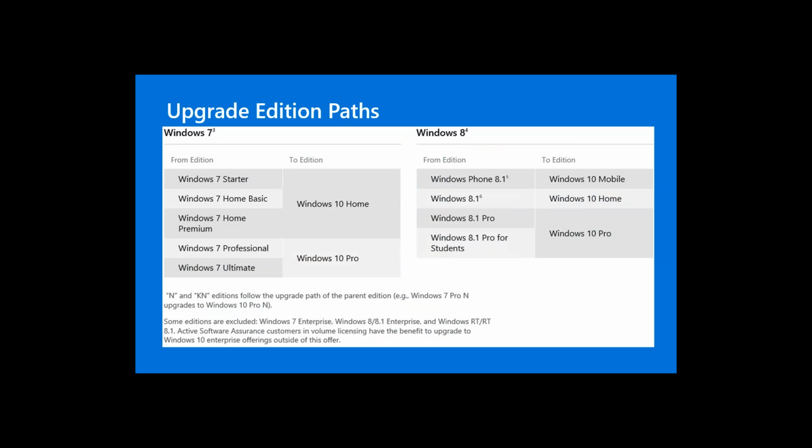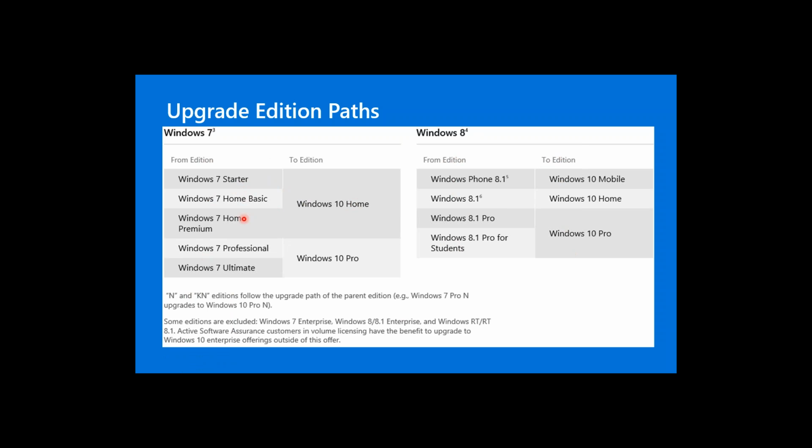So one of the questions we had earlier was about editions. So this is a slide from one of our previous sessions on upgrading to Windows 10. I thought I would throw this up here again. This shows you, if you're on Windows 7 on the left-hand side here, Windows 8 on the right-hand side, it shows the edition that you're on, and then to the right of it shows where you'll go if you upgrade from that to Windows 10.